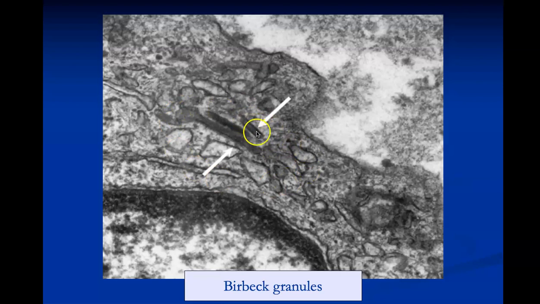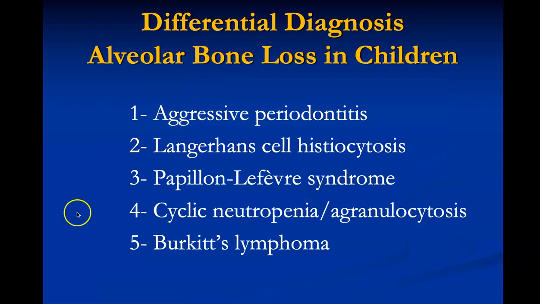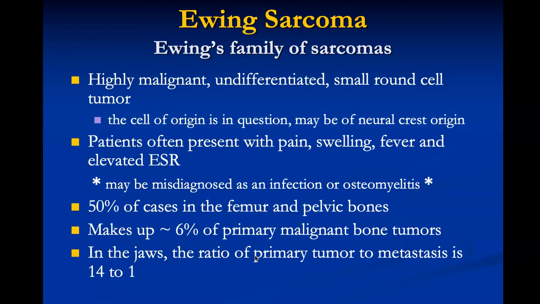And you can see they look like tram lines sometimes. So both of these are Birbeck granules, but then sometimes they have this little round end. This is what they refer to as looking like a tennis racket, where you have the elongated part, but then at the end it has this sort of round part, and they refer to this as a racket shape. So Birbeck granules are seen in the Langerhans cells. This is that differential that I mentioned earlier about the alveolar bone loss in children. You should know that differential.